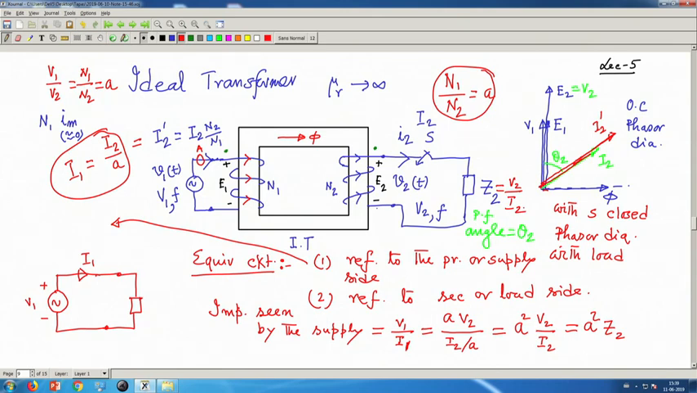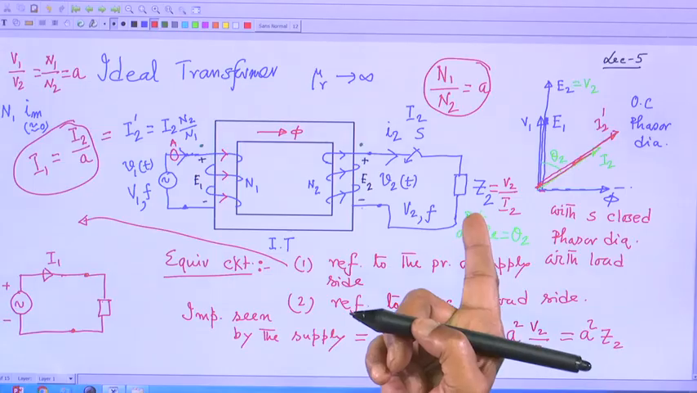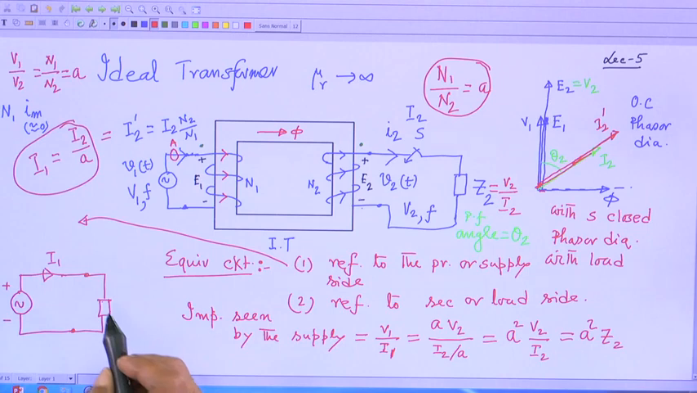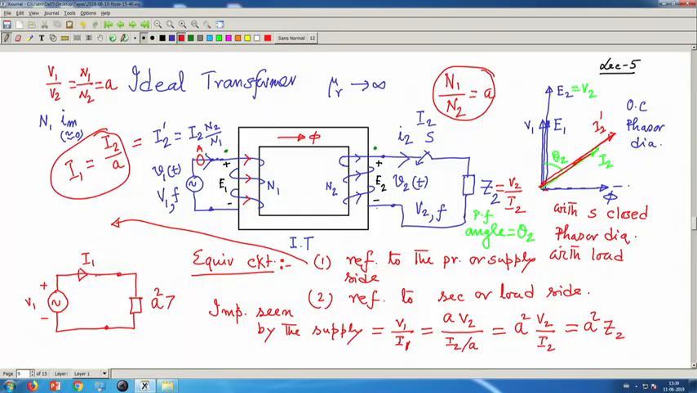So, this is very interesting. Therefore, in this transformer, if you connect a load across the secondary of magnitude Z2, that load will appear to be a different impedance across the source V1. What is the value of that impedance? A square into Z2.